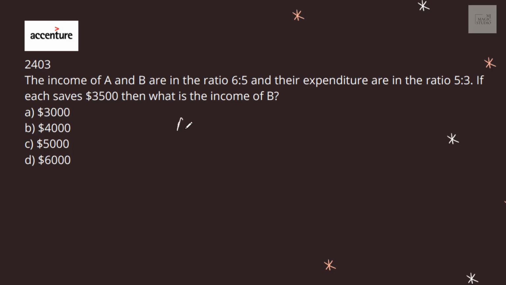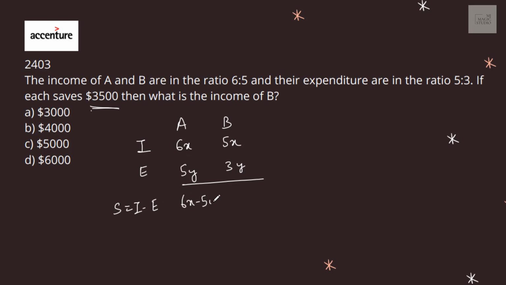The income of A and B is in the ratio 6:5. That means income is 6x and 5x. And the expenditures are in the ratio 5:3, 5y, 3y. And each saves $3,500. Savings is equal to income minus expenditure. So A's saving is 6x minus 5y, and B's savings is 5x minus 3y, and both are equal to 3,500.